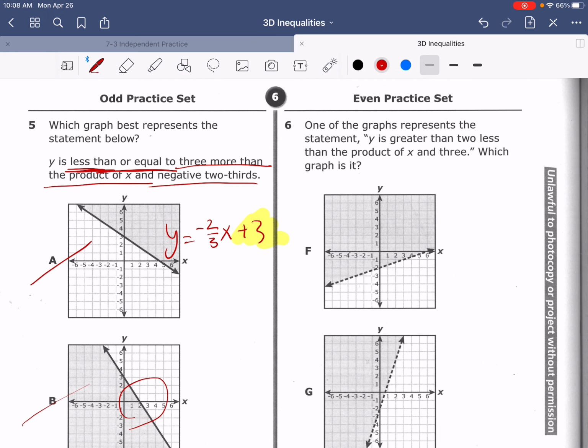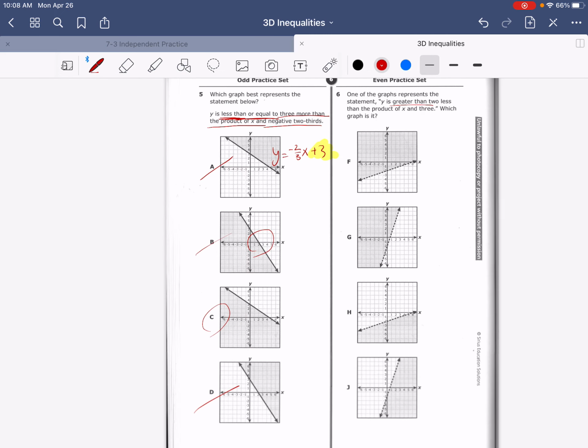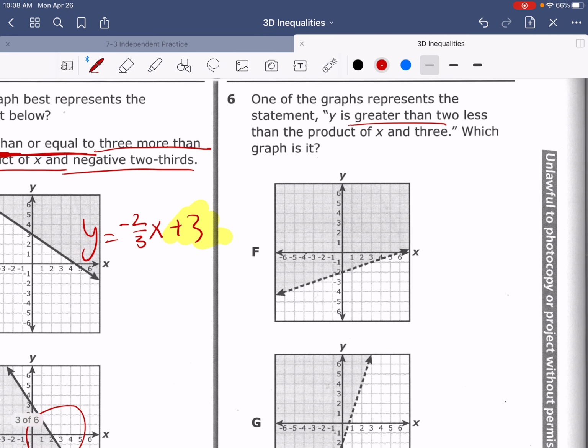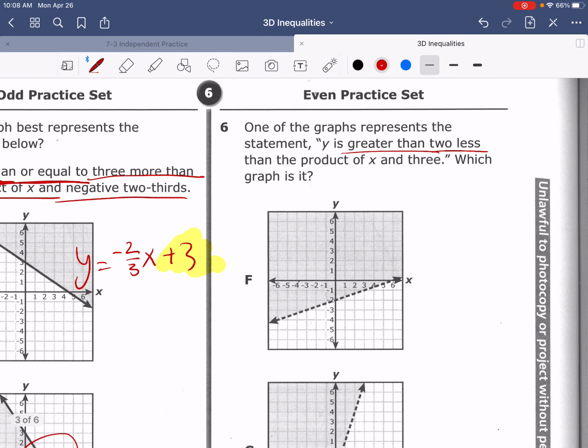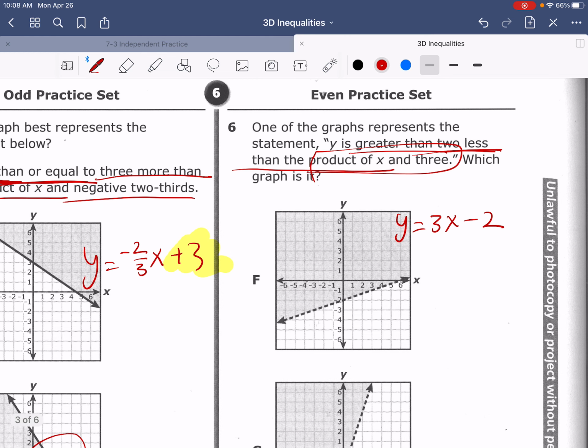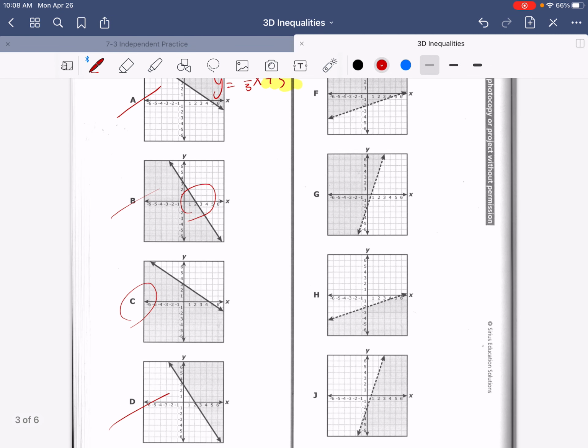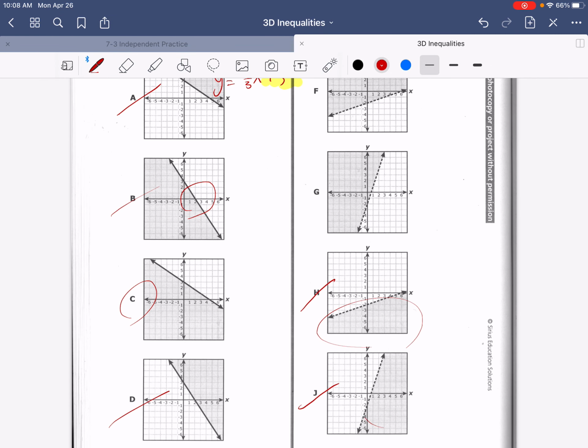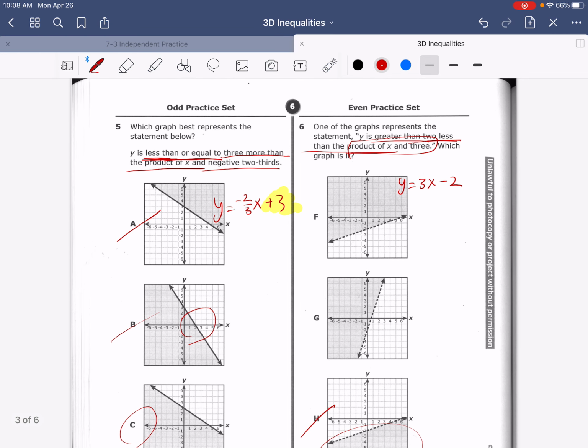So you do the same thing here. Okay? Y is greater than. It did not say greater than or equal to, so it should be a dashed line. All of them are dashed. 2 less than the product of x and 3. Product of x and 3, so 3x, 2 less, minus 2. You're finding greater than, which means it should be shaded upward. So it should be F or G, but not H and J because they shade the bottom part, right? So it's going to be either F or G. And the only thing you have to find is which one is 3x minus 2 among these two.